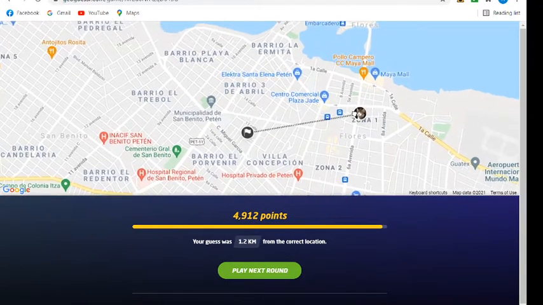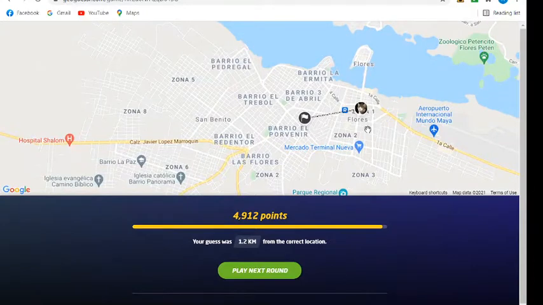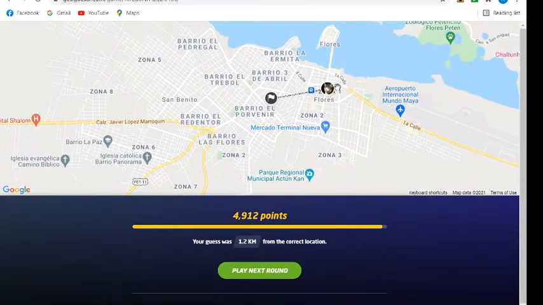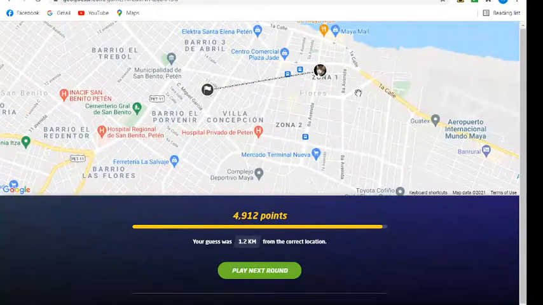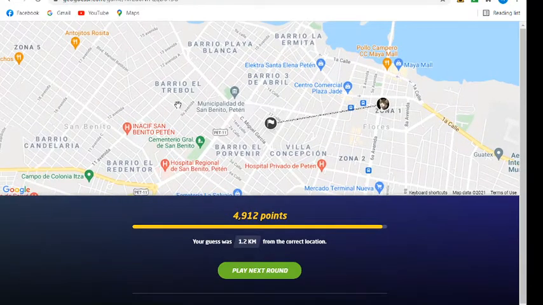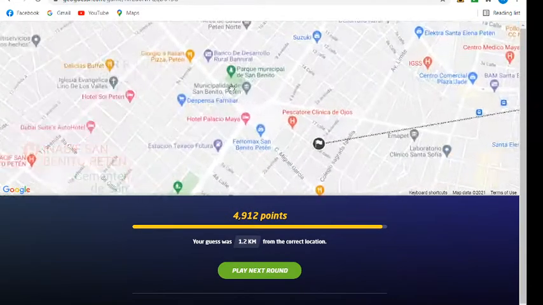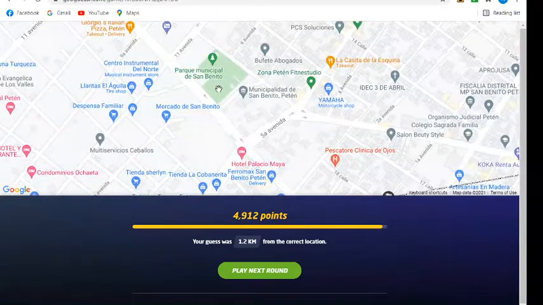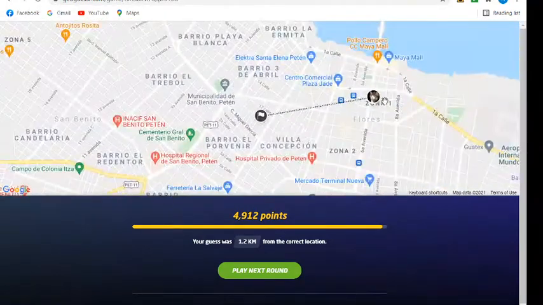So I guess that the zone one boundary is not well marked here. You can see there's zone one, zone two, zone three. Oh wait, here there's zone two. So then Flores must just be this. Oh, Municipalidad de San Benito, Petén. Okay, so San Benito then is a town that is next to Flores.